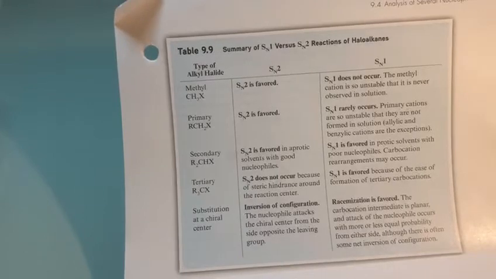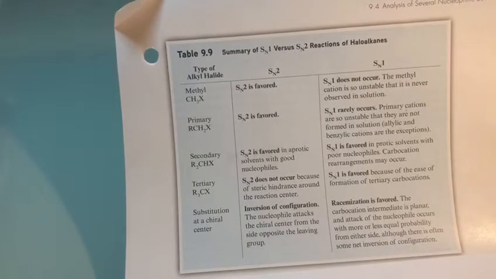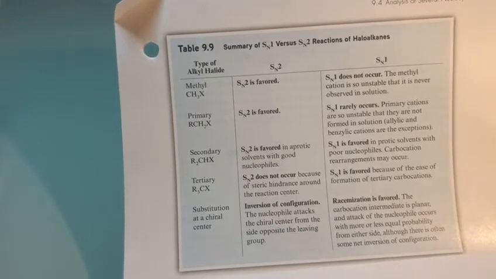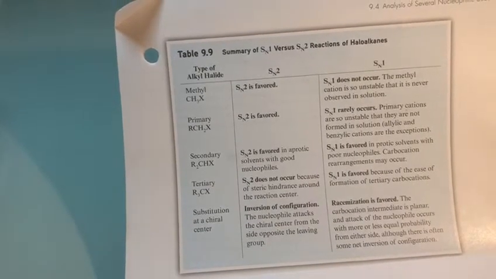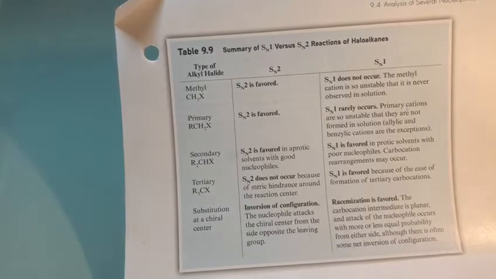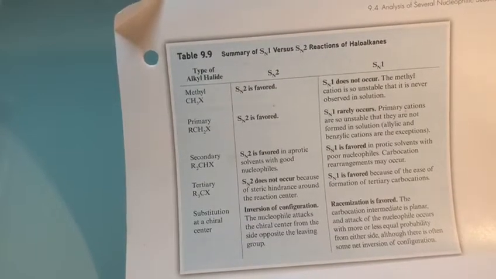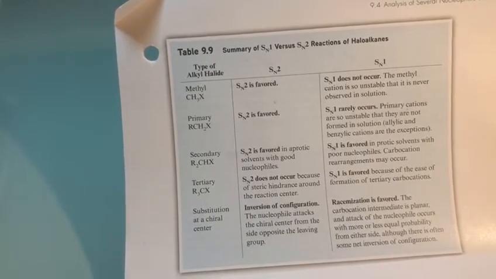When you have a tertiary haloalkane, then you do not have SN2, but you do have SN1. And it's best when you have a tertiary haloalkane because they will form tertiary carbocations, and those are the most stable. The more stable the carbocation, the faster the reaction. And let's keep in mind the stereochemistry of the reaction.